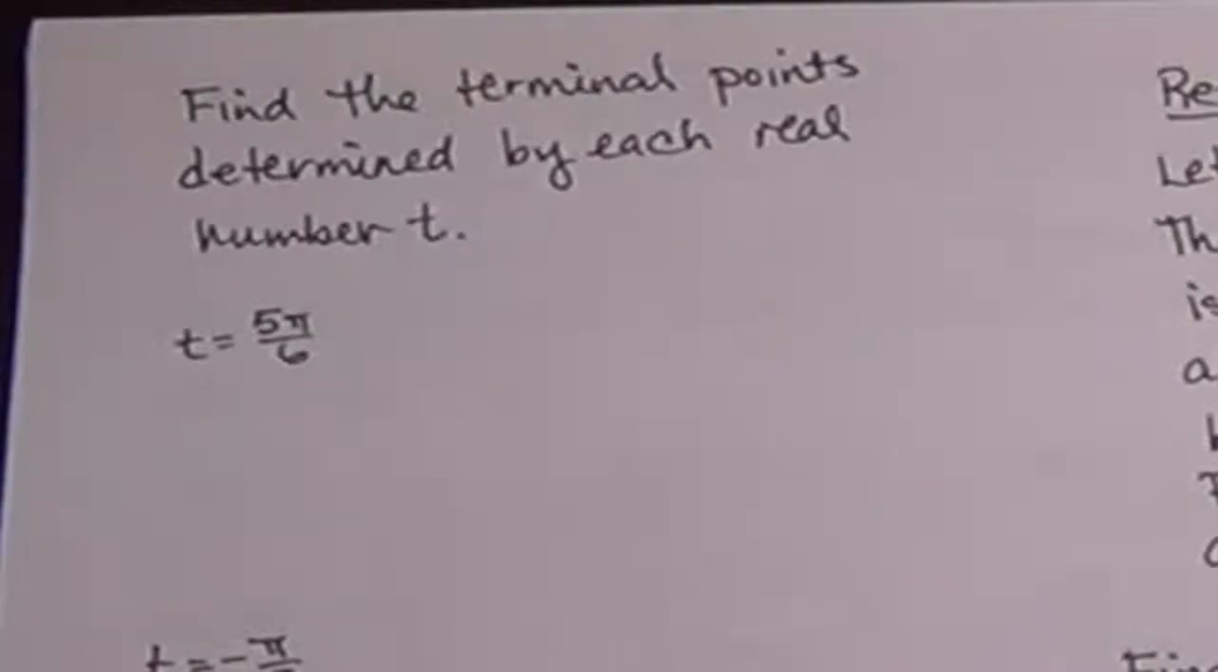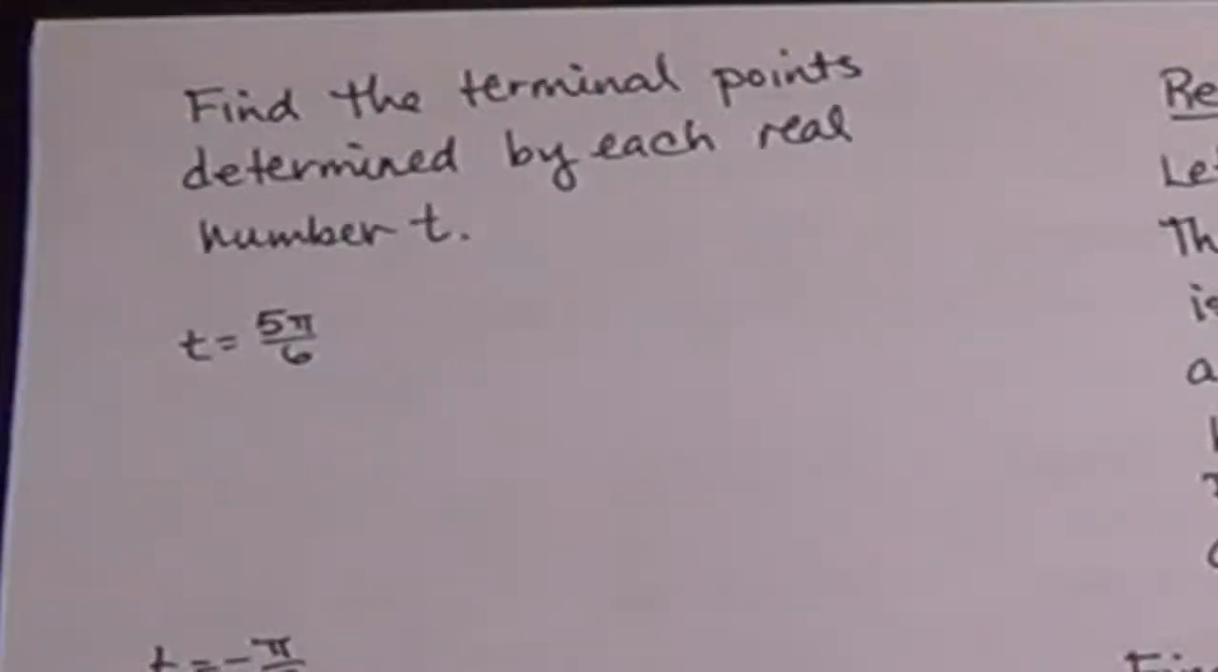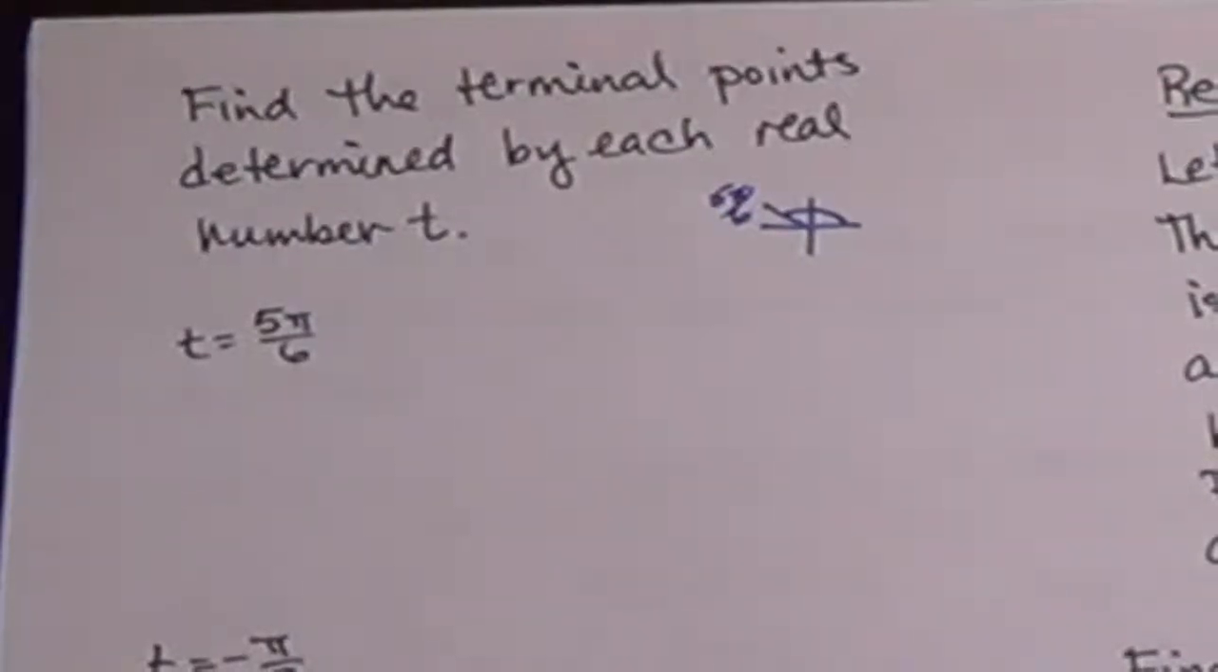One of the things we're going to be asking you to do in this course is to find terminal points determined by a real number t. To do this, we are looking for the x and the y coordinates at the endpoint of a particular t value. Again, if we think of the circumference being 2 pi, we can break that up into pieces of the unit circle. For this first one, we're looking at t equal 5 pi over 6. So we're looking at an angle in the second quadrant. The length is 5 pi over 6, and we want to find the x and the y coordinates for that.